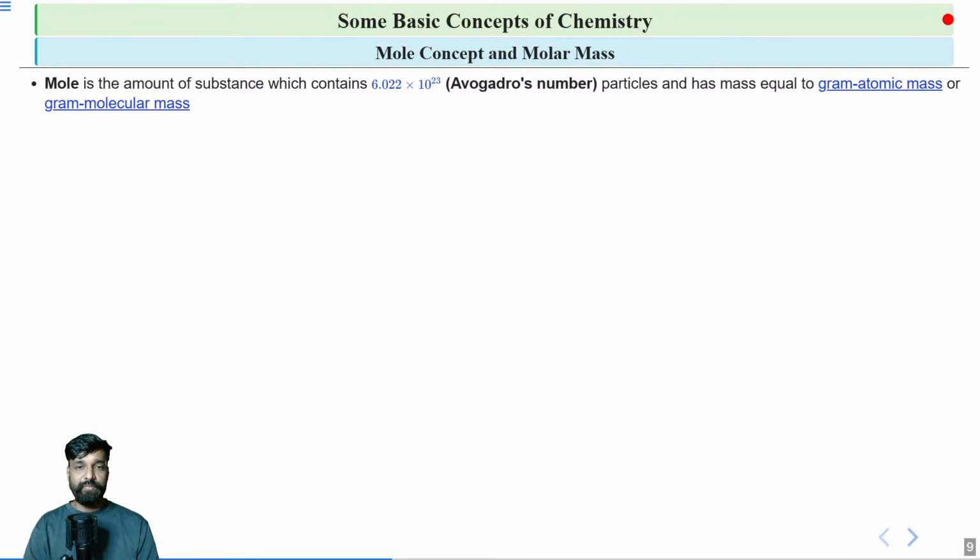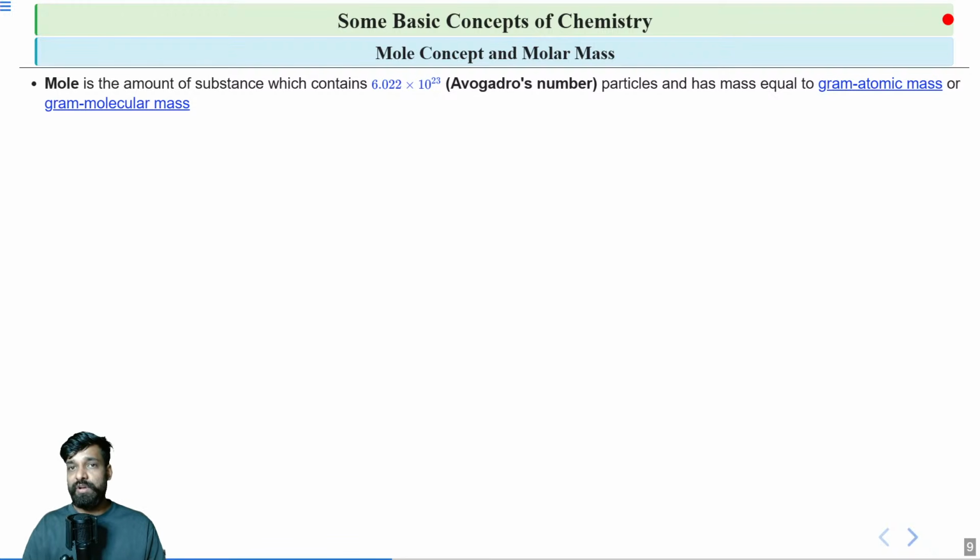Now what is mole concept? If I define it simply, it is the amount of substance which contains 6.022 into 10 to the power 23 particles. So this value is known as Avogadro number. Irrelevant of what thing you are taking, it can be anything like electron, proton, neutron, or you can take a macroscopic object like apple, everything, right? Whenever you take 1 mole of that substance, it will contain 6.022 into 10 to the power 23 particles of that substance. So that is for sure.